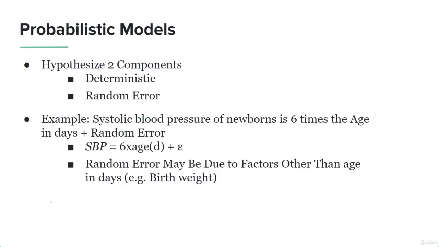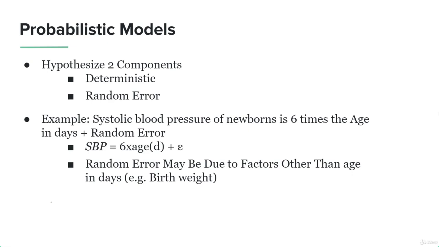Let's talk about probabilistic models. Probabilistic models basically hypothesize two components: deterministic and random error. An example of that would be the systolic blood pressure of a newborn is 6 times the age in days plus random error. So there is always some sort of error involved in the prediction of a particular variable whenever we're talking about probabilistic methods.